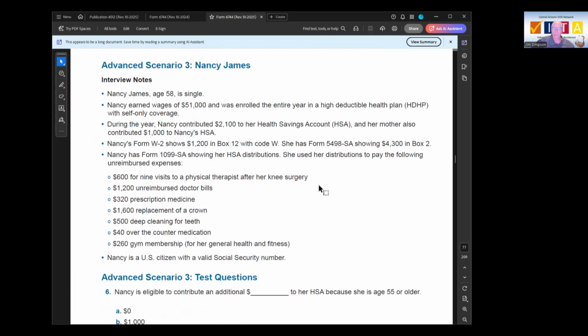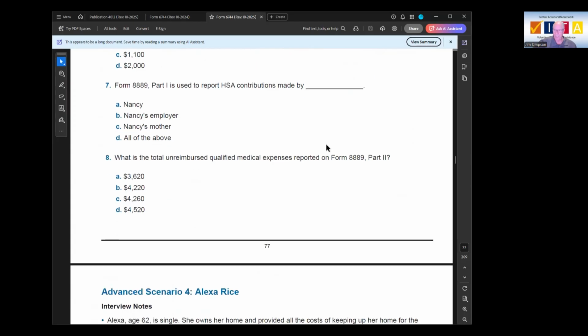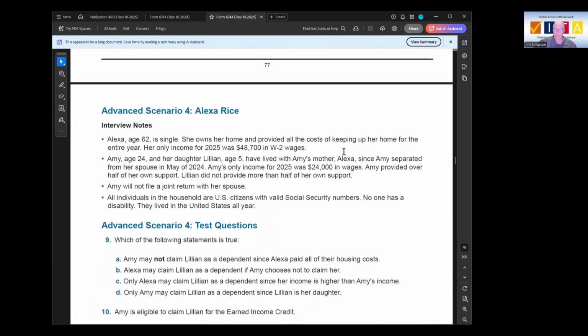Okay, advanced scenario three. So first of all, let's skip down to the questions before I read all of the fact pattern here, because the first question asks about whether she's eligible to contribute to her HSA. That's a health savings account, and we haven't covered that yet. Same thing here, we haven't covered HSA yet. And this question too is about HSAs. So really not much you could have done there.